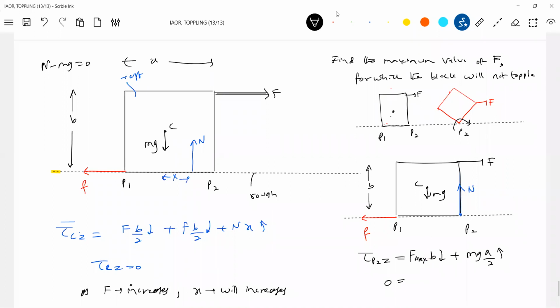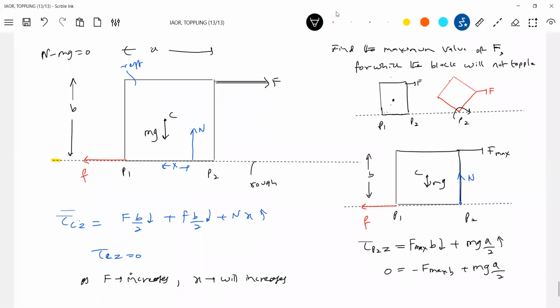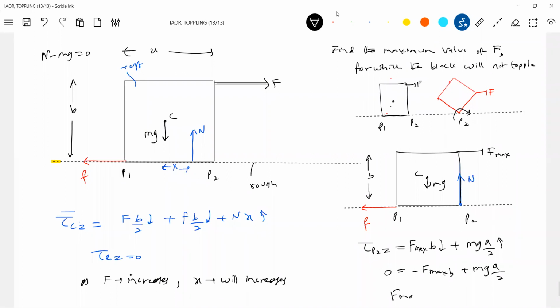Why maximum? Because as F keeps on increasing, this is the permitted value of F for which the block will topple. So now substituting, mg a by 2, what is the value of F now? The maximum force is given by mg a by 2b. If the applied force is less than this value, the block will not topple. If the applied force is greater than this, it will topple. It will topple about what? About P2.